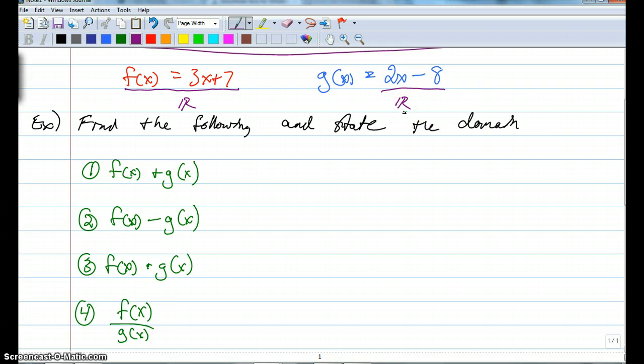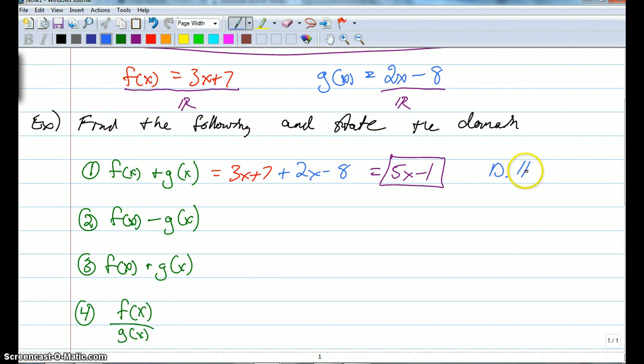All right, so let's get back to these problems here. F of x plus g of x, well, that's going to be 3x plus 7 plus 2x minus 8, for a grand total of 5x minus 1. That's our answer there. Now, what's the domain of 5x minus 1? Well, the domain is indeed all real numbers. I should probably pick a different color for that, huh? Let's go with orange.